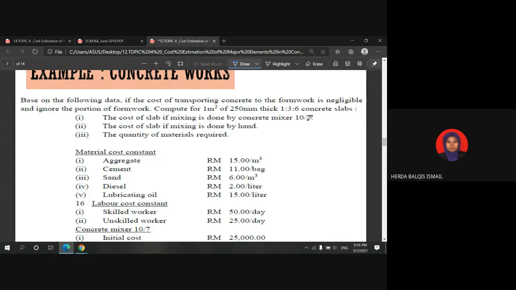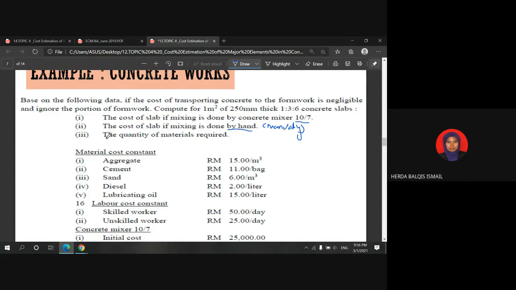Question number 1, the cost of slab if mixing is done by concrete mixer. 10/7 is the model of the concrete mixer. We will not have anything to do with the calculation, just the model of the equipment. Second question, the cost of slab if mixing is done by hand, which is manually. So we need to say that there will be no equipment or concrete mixer used to mix the concrete.